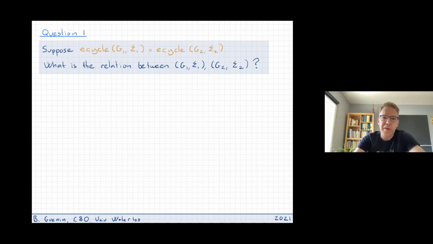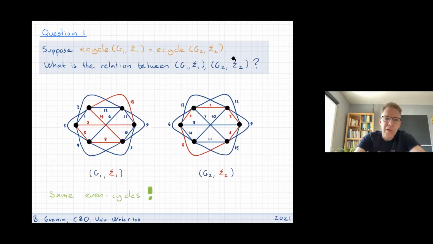All right, so the question about signed graphs is the following. I give you two signed graphs, G1 sigma 1 and G2 sigma 2, and I tell you that those two signed graphs have the same even cycles. And I'd like to understand what is the relationship between those two signed graphs. So here's an example.